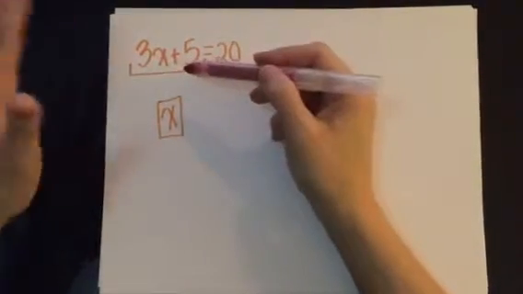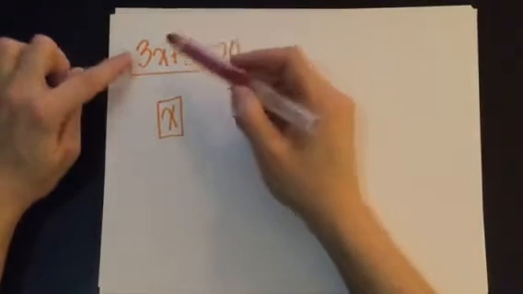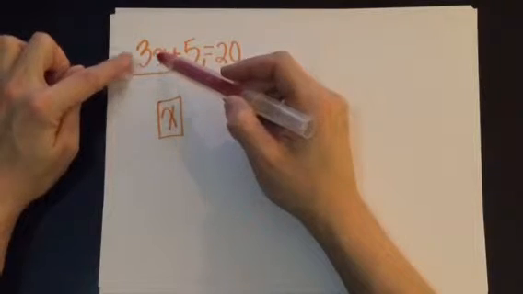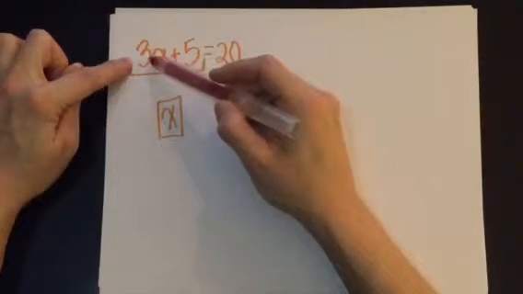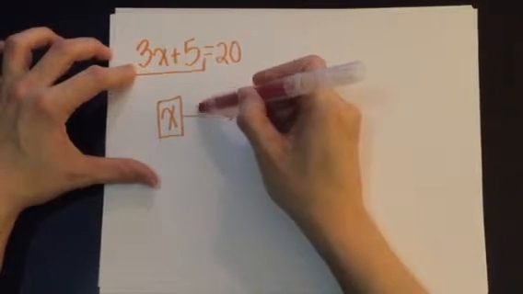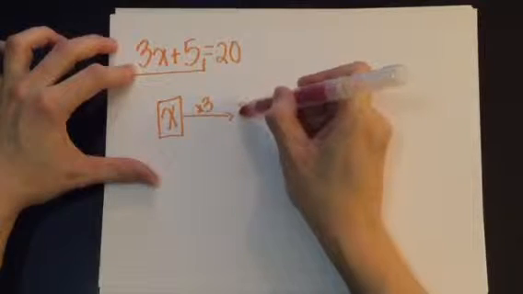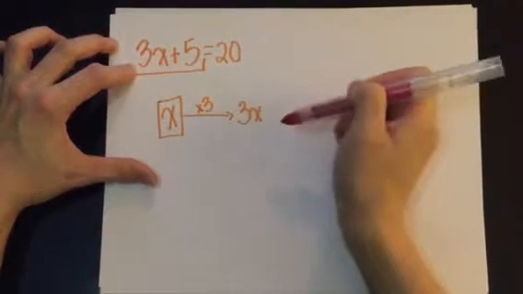And the first thing we look for, we're following the order of operations. So multiplication or division. Is the variable being multiplied or divided by a number? Yes, it's being multiplied by 3. So that's our first flow, times 3. So x times 3 gives us 3x.